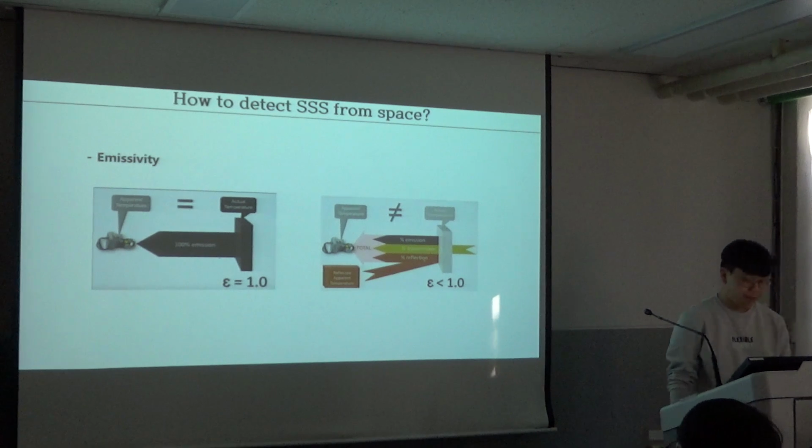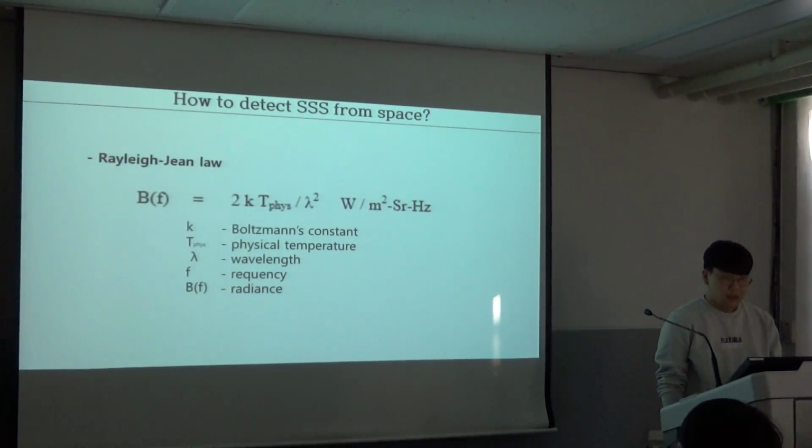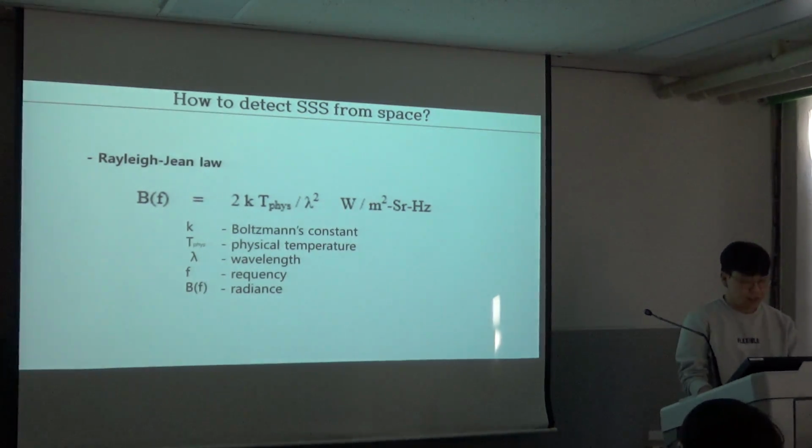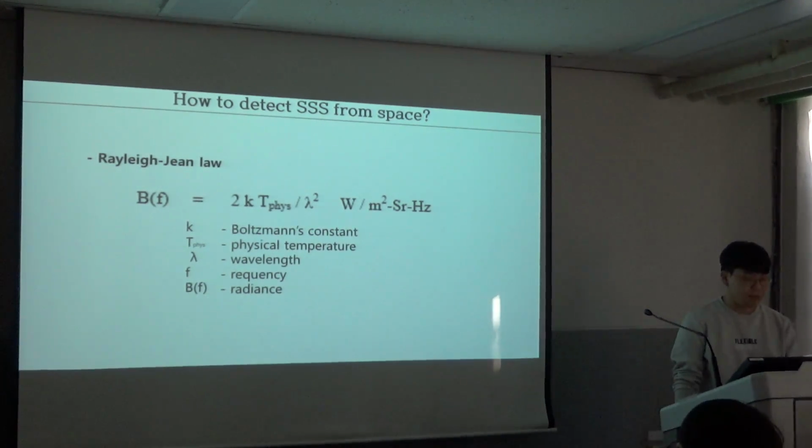Every substance has its own emissivity. For water, emissivity changes due to salinity changes. So if we know the temperature and emissivity of fresh water, we can roughly estimate the salinity. In experimental conditions, a 1 PSU change means a 0.5 K radiance change. And this equation is the Rayleigh-Jeans equation. k stands for the Boltzmann constant, lambda, as you know, is frequency, and T is the physical temperature.